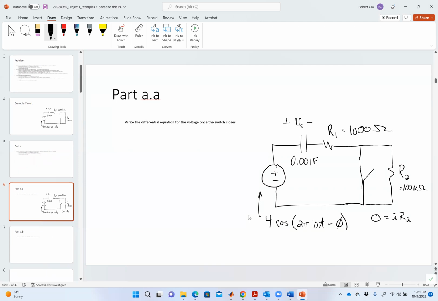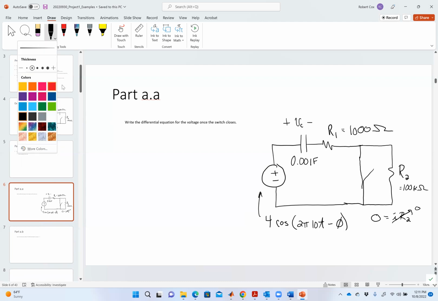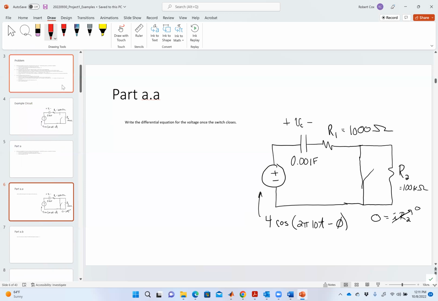What I just wrote was KVL around that loop that includes the switch and the resistor. That means that the current in that guy is 0, right? So that means that there's effectively no current flowing through there. And the only loop that I have in this case, let me change my color, the only loop that I have is this loop, okay? So I do a KVL around that loop.